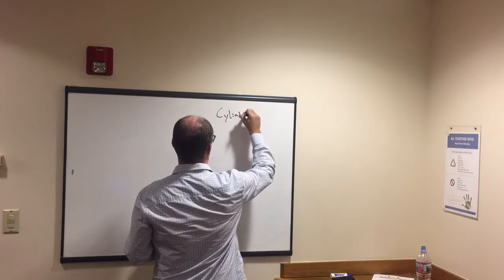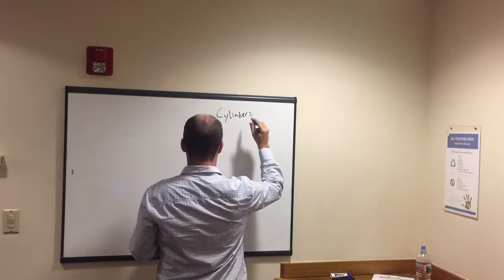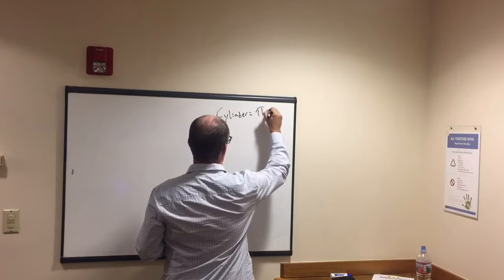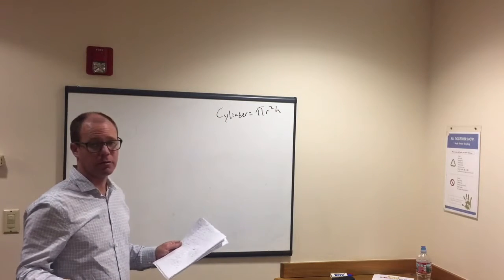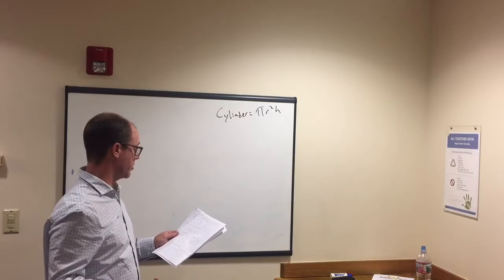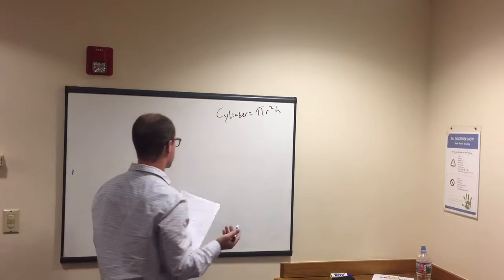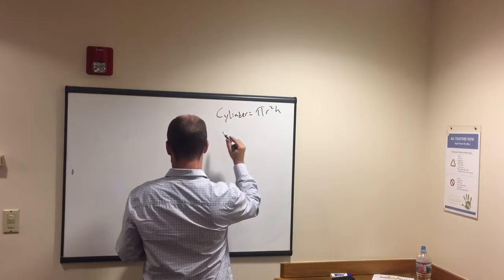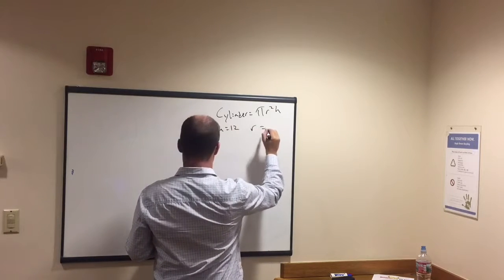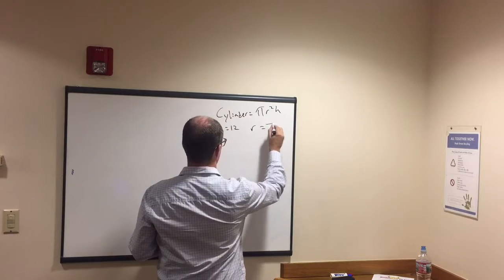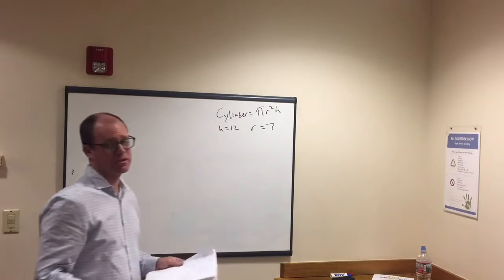cylinder equals pi r squared h. Again, it's a formula that you have to know. You're going to see a cylinder question most likely, and they're going to give you the height and the radius. So in this example, we have height equals 12, radius 7. Once you know the formulas, it's pretty straightforward.